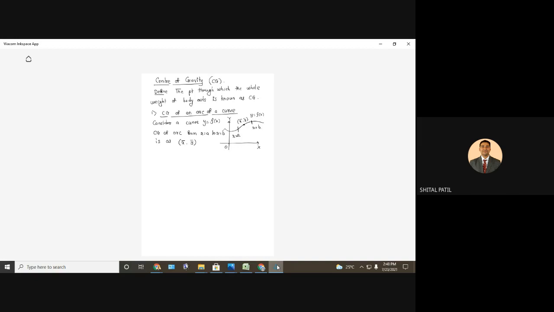This is the point where there is a center of gravity. Now what is x bar? x bar equal to the integral of x dm divided by just the integral of dm. What is dm? Rho ds.